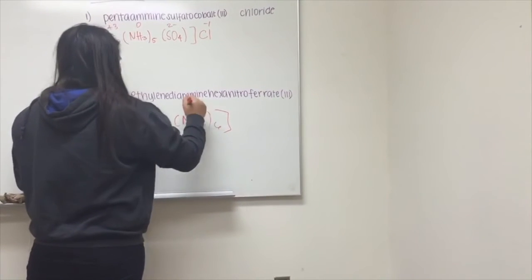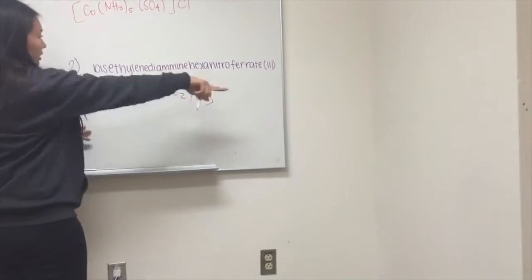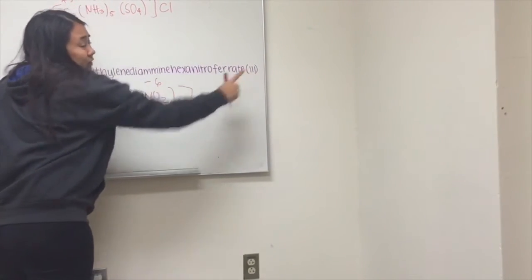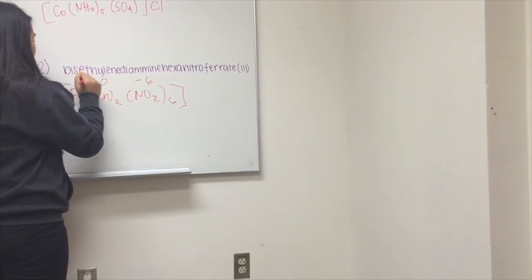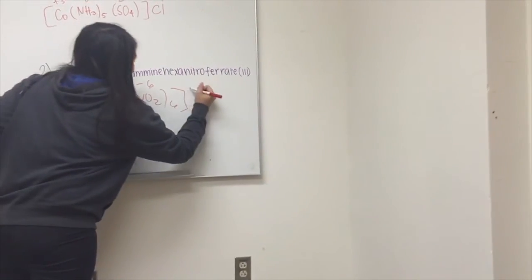And then I'm going to bracket it. And then this has a -6 charge, and then this has a neutral charge, and then the Roman numeral indicates that the ferrate has a 3 charge, a +3. So then the overall compound has a 3- charge.